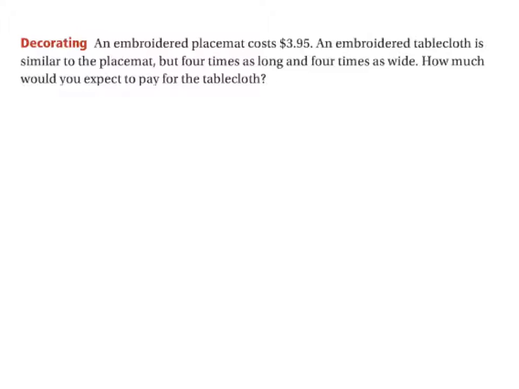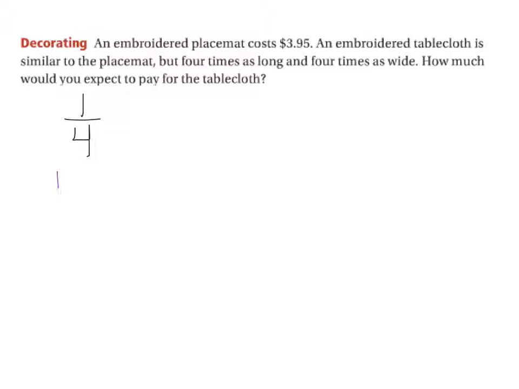Tablecloth is similar, but is 4 times larger. So it's already telling us what the scale factor is. My original placement is 1, and it's 4 times larger. So my scale factor is 1 to 4. Now that's the scale factor. It says, how much would you expect to pay for the tablecloth?